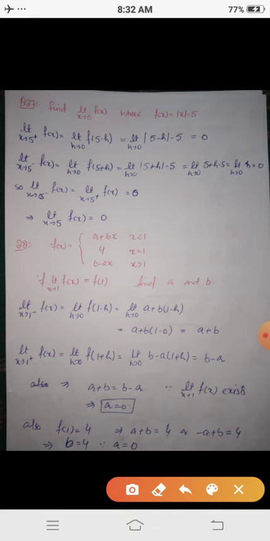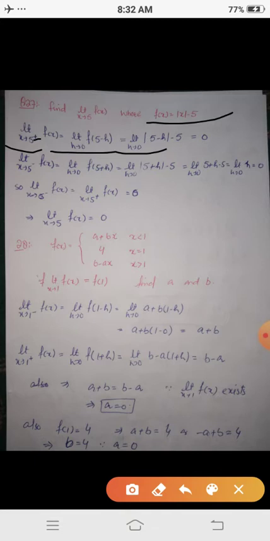We are discussing exercise 13.1, and question number 27 is: find the limit as x tends to 5 of f(x), where f(x) is |x − 5|. For this we will find the left limit, that is, the limit as x tends to 5 negative of f(x), which is simply the limit as h tends to 0 of f(5 − h). Now replacing x in the given function, we get the limit as h tends to 0 of |5 − h − 5|.